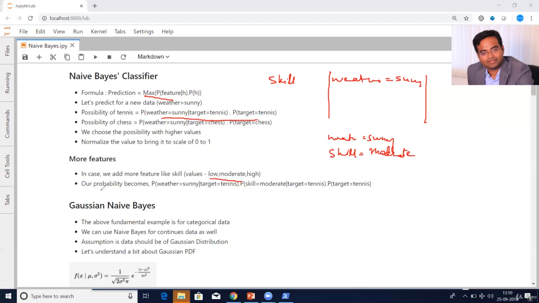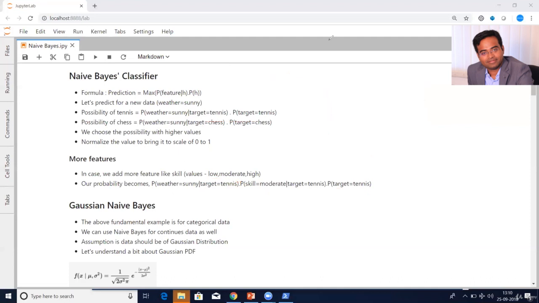So this is how you calculate. The possibility would be this value into this value into this value. This is the class probability, this is the conditional probability. This is the probability for tennis. You will similarly calculate probability for chess, then you will normalize it, right? Then based on whichever is higher value, you will conclude that. So this is how naive Bayes works for categorical data.